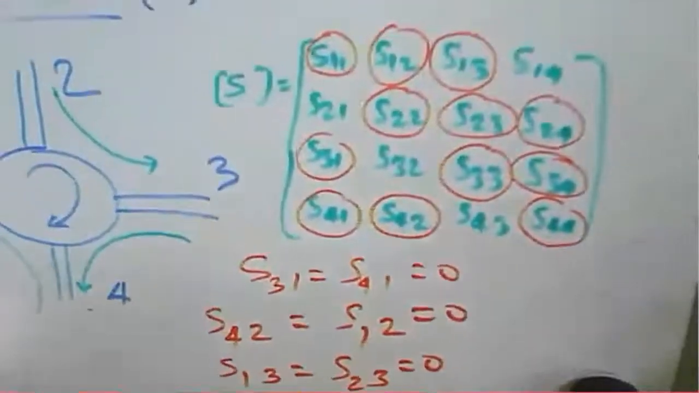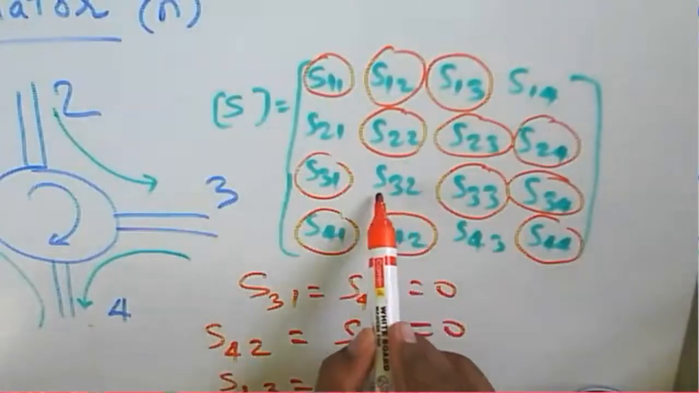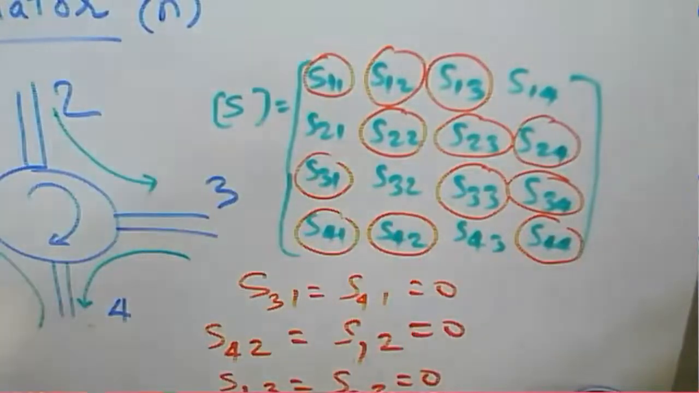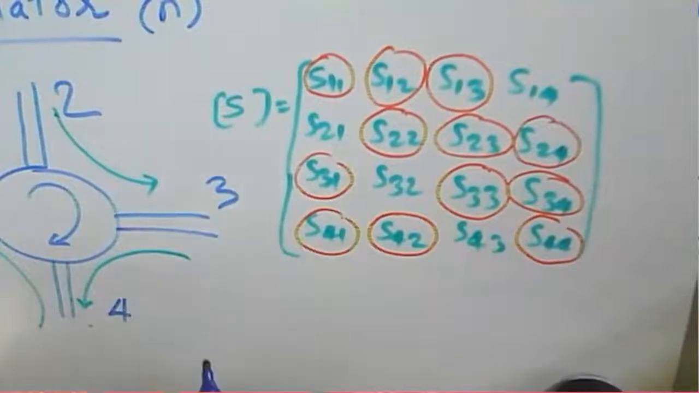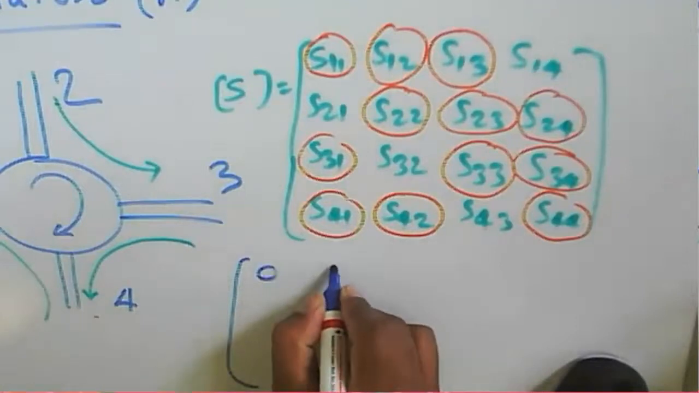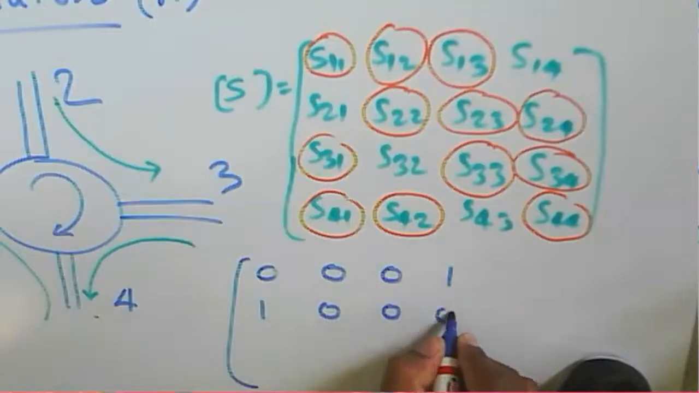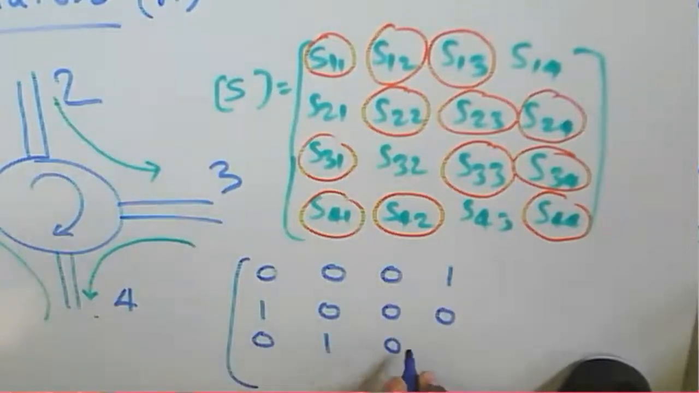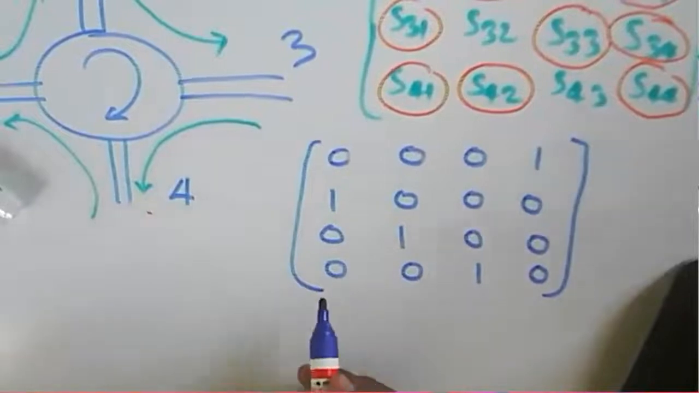So if you see, we have one input, one output: port 1 input, port 2 output; port 2 input, port 3 output; port 3 input, port 4 output; port 4 input, port 1 output. So that is the S matrix. If we rewrite the S matrix for the circulator: 0, 0, 0, 1; 1, 0, 0, 0; 0, 1, 0, 0; 0, 0, 1, 0. This is the S matrix for the circulator.